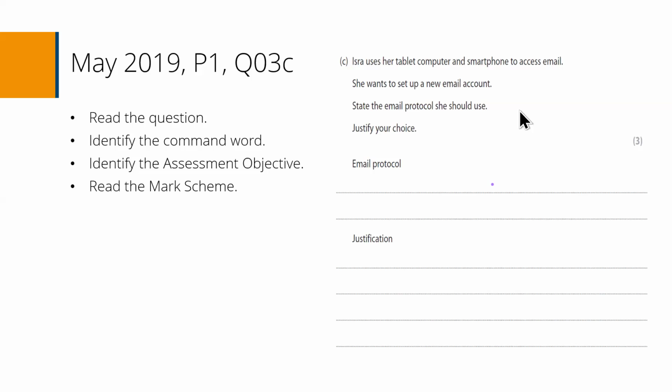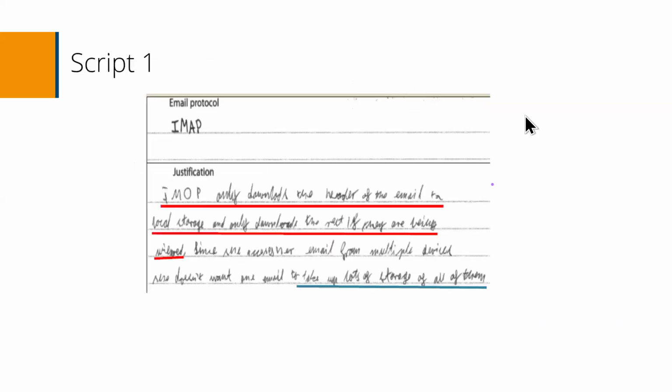Okay, folks, let's have a look at the two answers here. We did underline it for you so you can see what it is. It obviously gets 1 mark for IMAP at the start there. That's straightforward enough. It only downloads the header of the email in local storage and only downloads the rest of the message when being viewed. In the mark scheme, that coincides with the second bullet point, so that's fine.